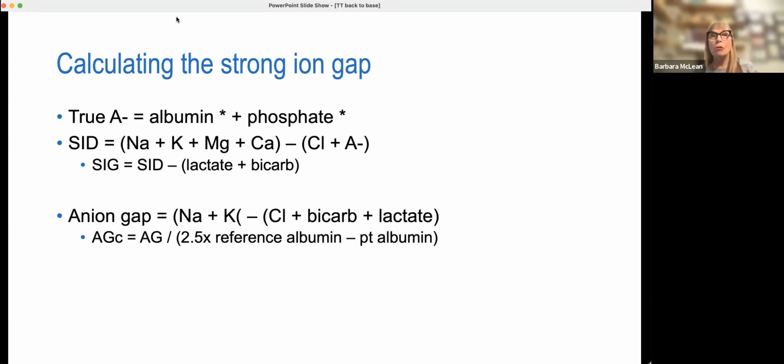Here you're looking at the strong ion dissociation, which is the true gap: sodium plus potassium plus magnesium plus calcium added all together, and then chloride plus lactate and bicarb. But that's not what we do. What we do is a basic anion gap. I'm sorry, I put the parenthesis in the wrong place. So sodium plus potassium, in parentheses, minus chloride plus bicarb, and you really should include lactate.